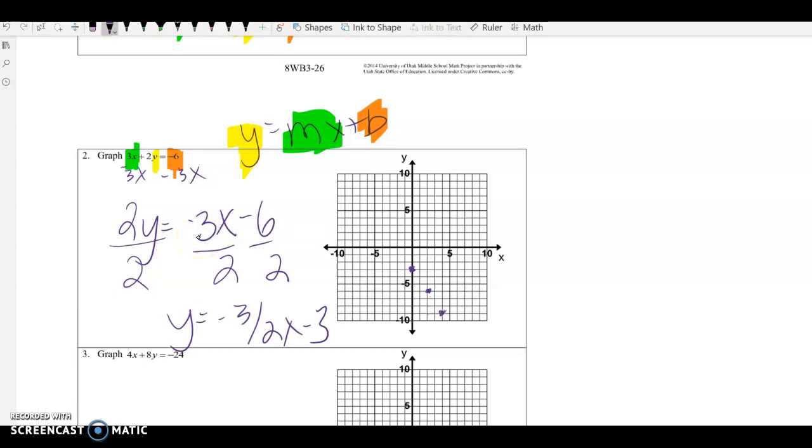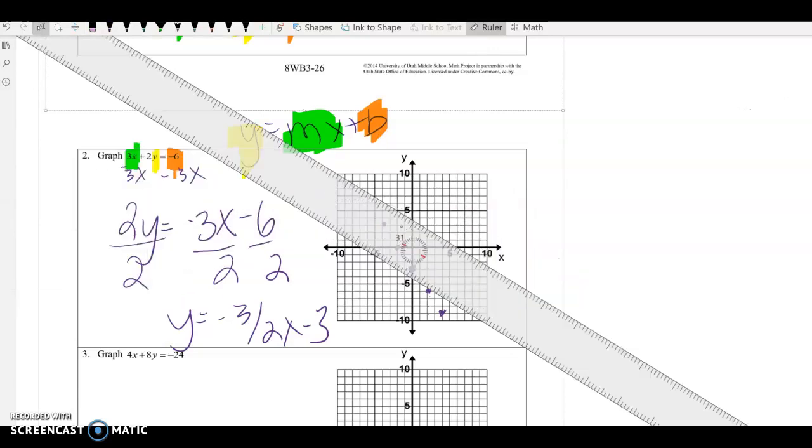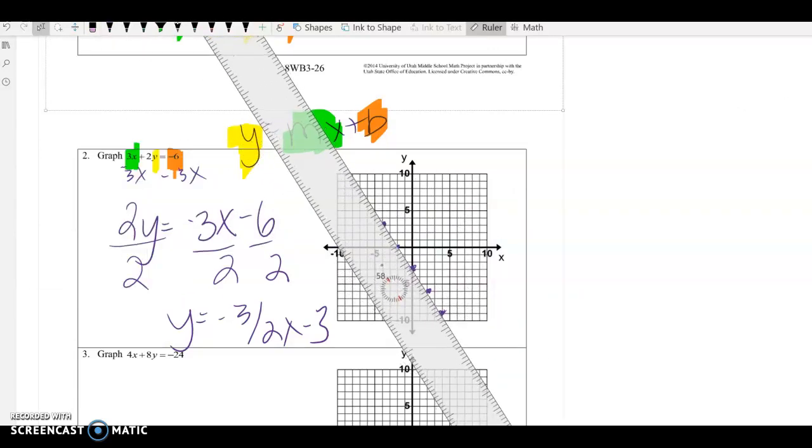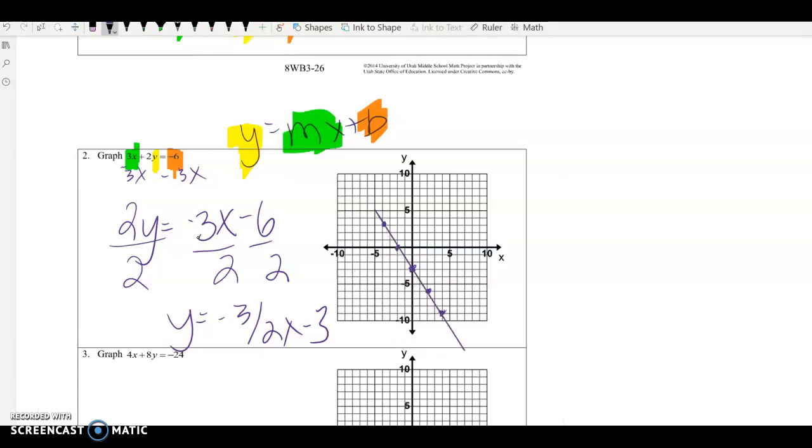Over 2. The opposite of going down 3 for my y-intercept is going up 3 to the left 2, up 3 to the left 2. I'm going to grab my ruler and make my line with my arrows.